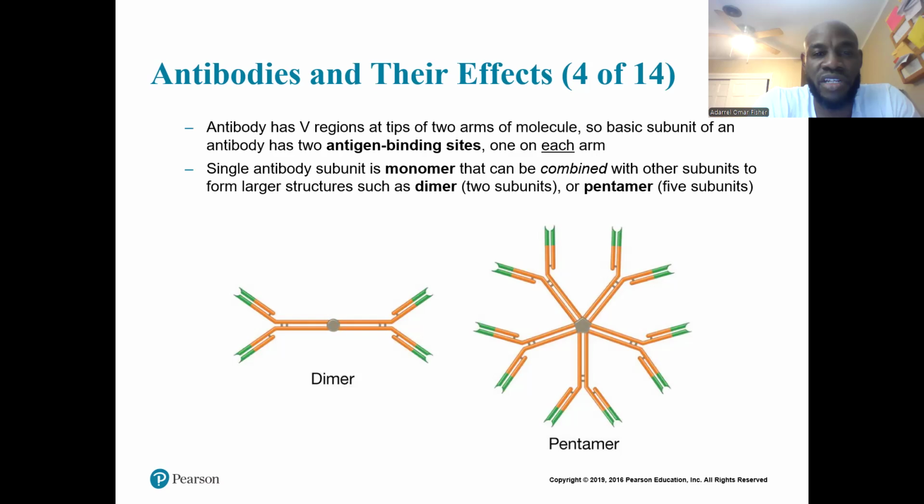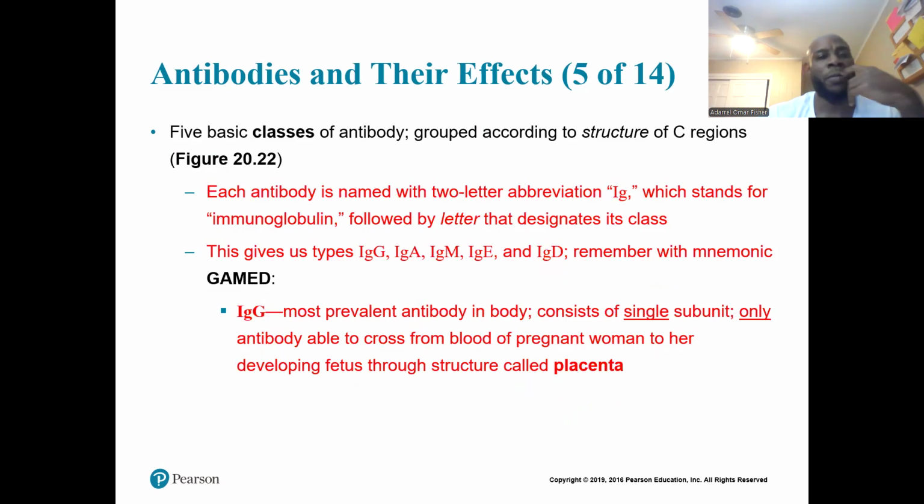Antibody has V regions at the tips of the arms of the molecule, so the basic subunit of an antibody has 2 antigen binding sites. You have different monomers, dimers, pentamers, depending on how many subunits are bound together. 5 basic classes of antibodies, right? So we have 2-letter abbreviations for antibodies: Ig, immunoglobulin, followed by its designated class. Remember, there's 5 basic classes. We have G, A, M, E, and D.